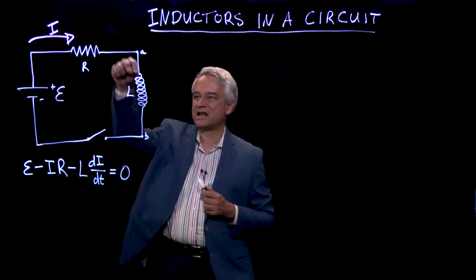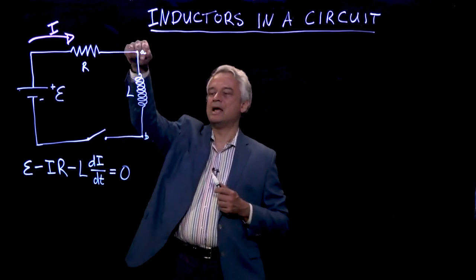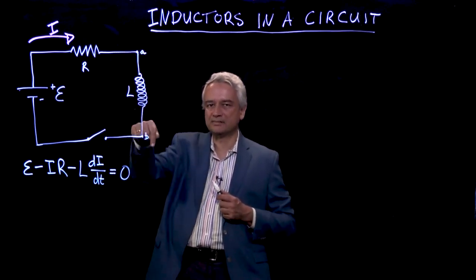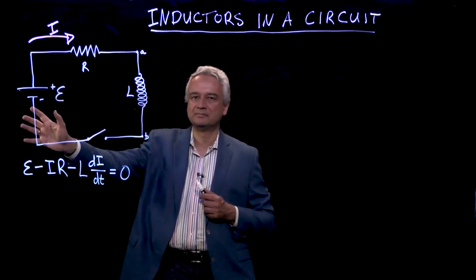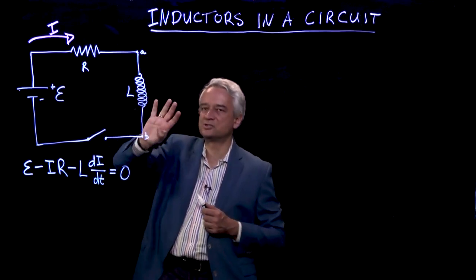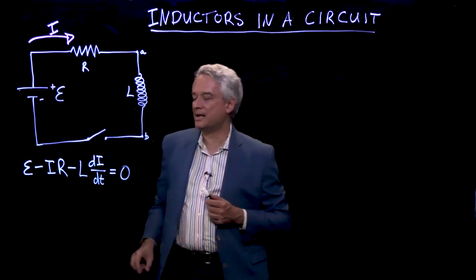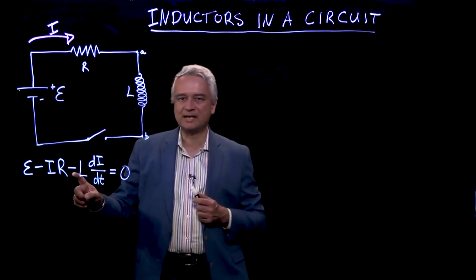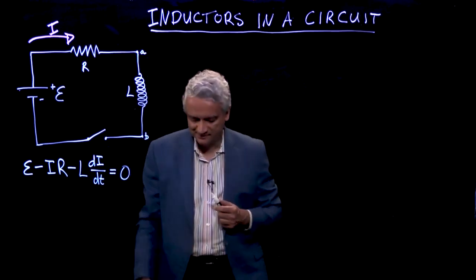And what that means is that if I have a current flowing this way, and the current is increasing, then this is going to fight against this battery. So if the battery is trying to push the current this way, this is going to try and resist the increase in the current. And that's why we get a minus sign. That's why we get something that's non-zero only when the current is changing.